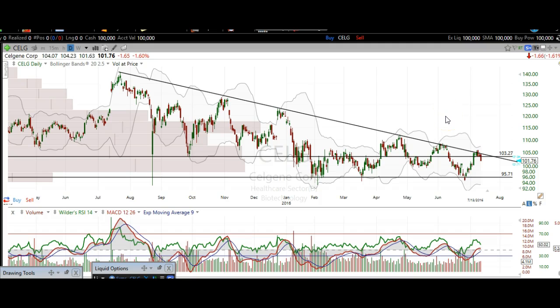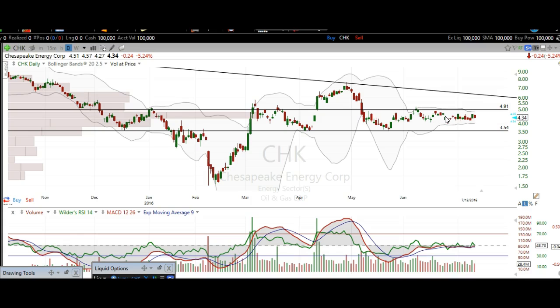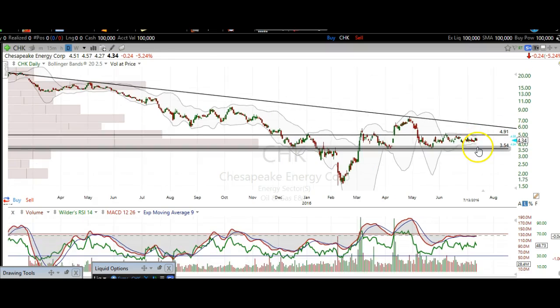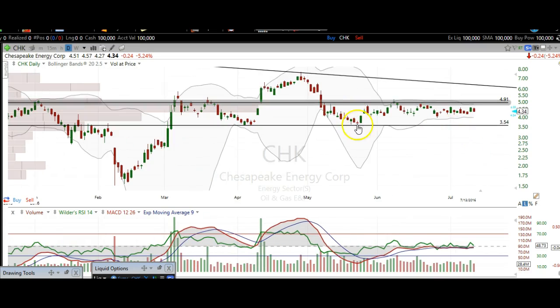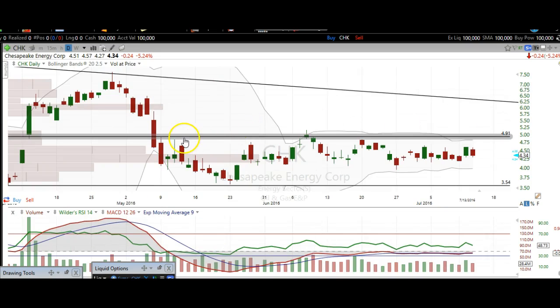That is CELG. Next one I want to cover is CHK, and CHK, another one, we've got a pretty big downtrend right here. We've got a touch right here, as well as right here, and then again right here. So that's the main trend that we're looking at for CHK. And right now we are trading in a very sideways tight range. I'm going to zoom in a little bit more so you can see it. So we're in a very sideways tight range.